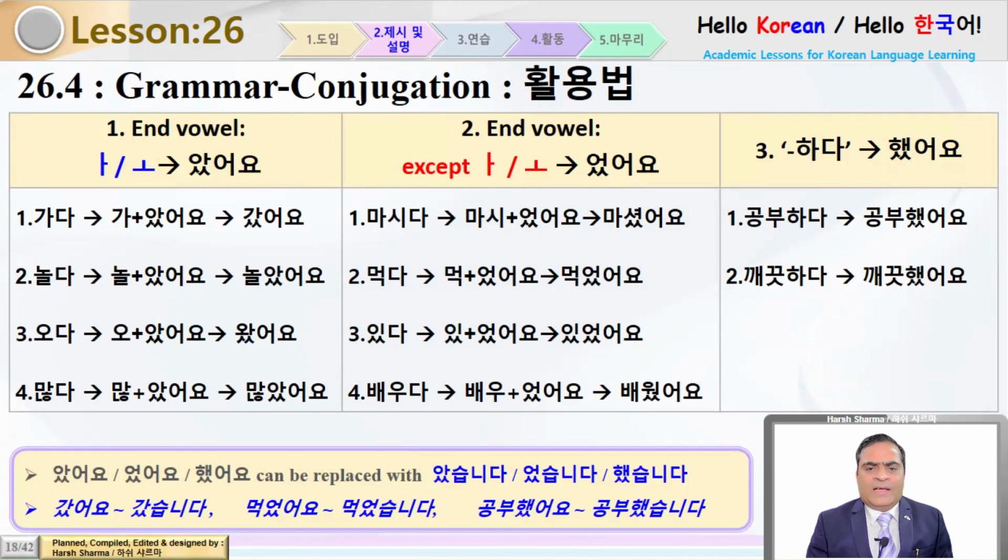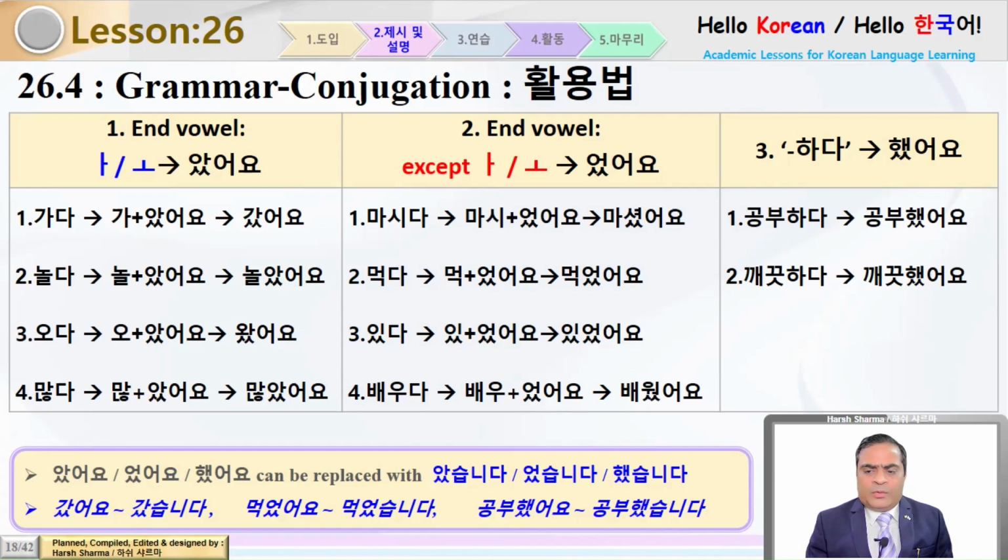Come to second category, except a or o, we have to add 었어요. Number 1, 마시다 will be 마셨어요. Number 2, 먹다 will be 먹었어요. Number 3, 있다 will be 있었어요. Number 4, 피다 will be 피었어요. And in the 하다 case, number 3 category, remove 하다 and add 했어요. 공부하다 will be 공부했어요. Number 2, 캠핑하다 will be 캠핑했어요.